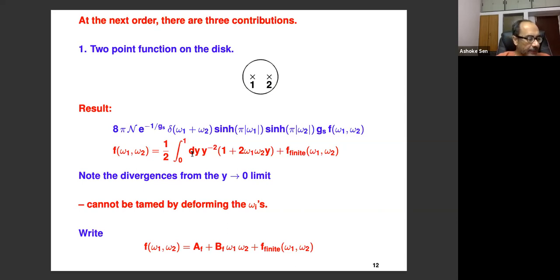Okay, so now we go to the next order. At the next order, there are three contributions. One is the 2-point function on the disk, which I have shown here. BRY computed this 2-point function. This computation is in fact quite complicated because, first of all, it has a modulus. This integral over y that you see is a modulus. You can put one of the vertex operators at the center, but for the other vertex operator, the distance from the boundary is a modulus, so you have to integrate over it.